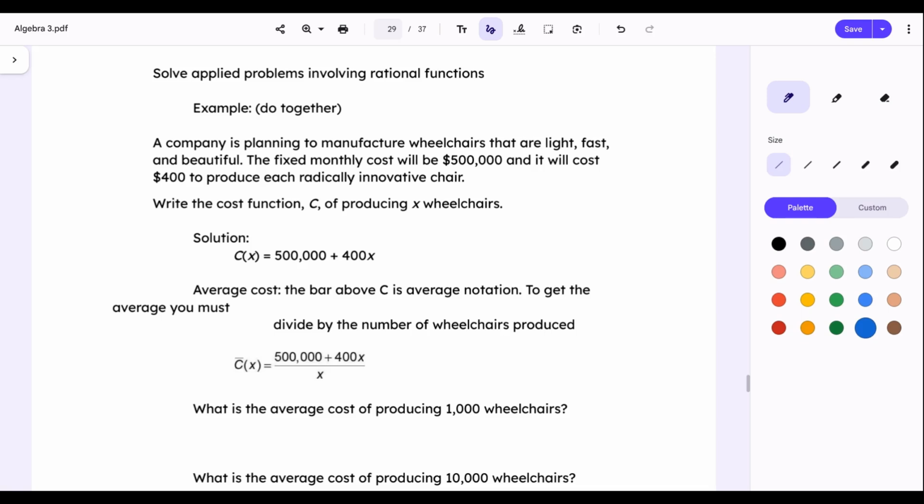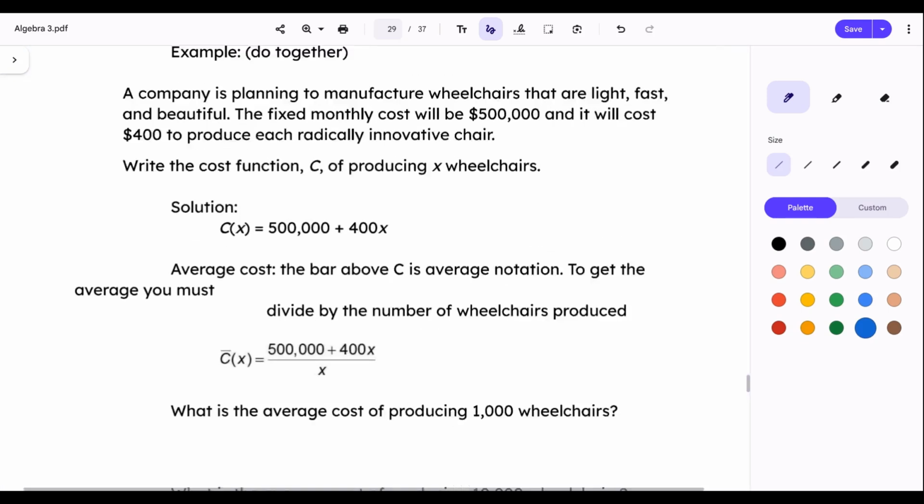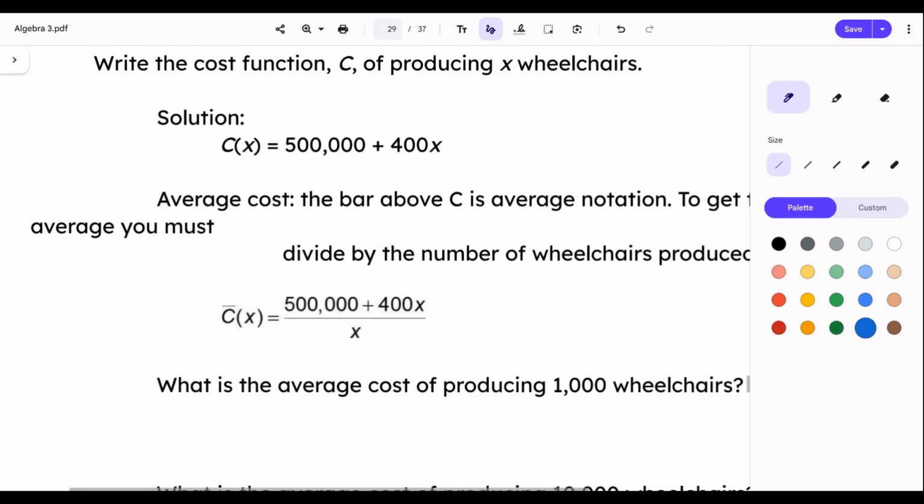The fixed monthly cost will be $500,000, and it will cost $400 to produce each of these chairs. First thing that they did is they wrote a cost function to represent the situation. So C of X just represents the cost of producing X number of wheelchairs. 500,000 is the initial cost no matter how many they sell. So if they sell 0 or if they sell 1,000 of these chairs, they have to fork over $500,000 to even begin. That might be just their startup cost. It takes care of all the materials that they have to put in first.